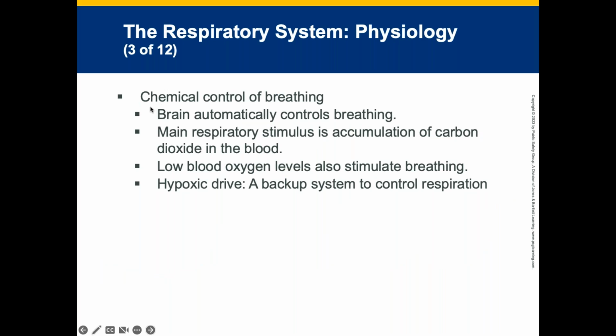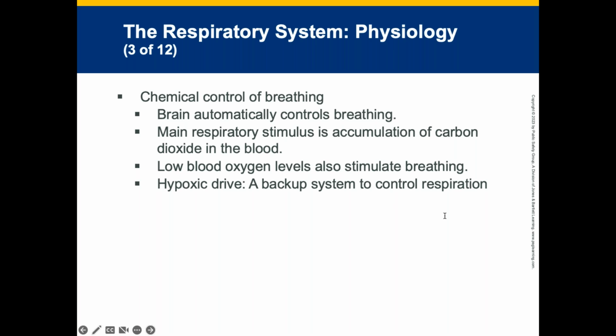So the chemical control of breathing is where the brain automatically controls the breathing, where the respiratory center in the brainstem controls. The main respiratory stimulus is accumulation of carbon dioxide in the blood, which then says, hey, you need to start breathing again. Breath goes back out, breath goes back in. It's all based on carbon dioxide. Low blood oxygen levels also stimulate breathing as well.